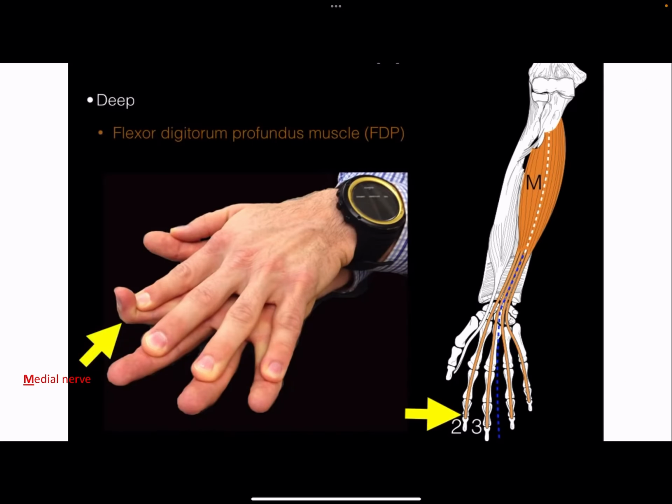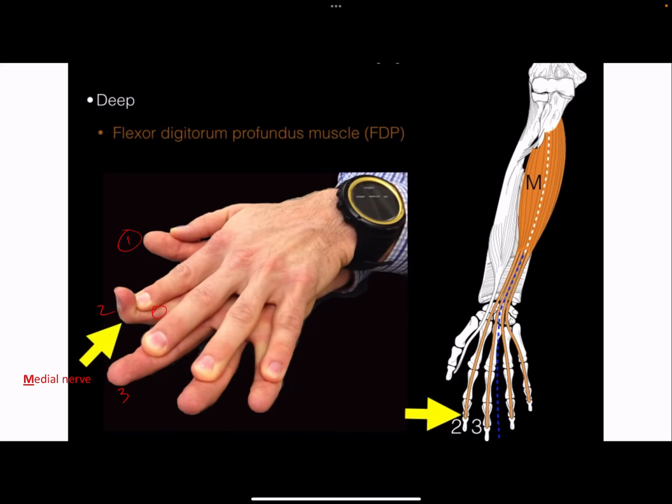So again, if you're looking at the profundus, if you're looking at digits 2 or digit 3, this is digit 1, the thumb, these are going to be innervated by the median nerve. And we said that the profundus goes all the way to the distal and causes flexion there. Well, the superficial is going to be a flexion a little bit more here. The superficial, it's all median nerve.